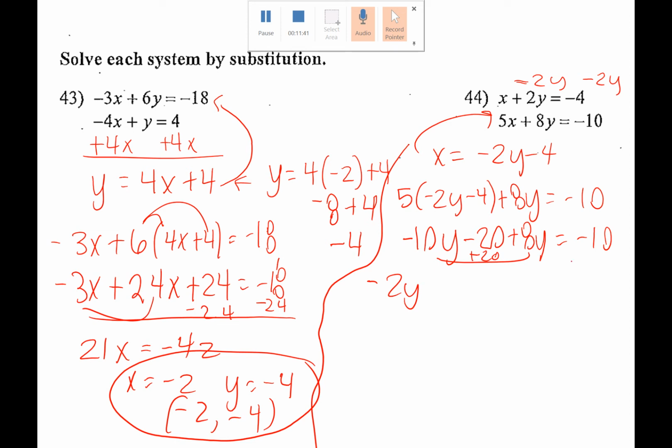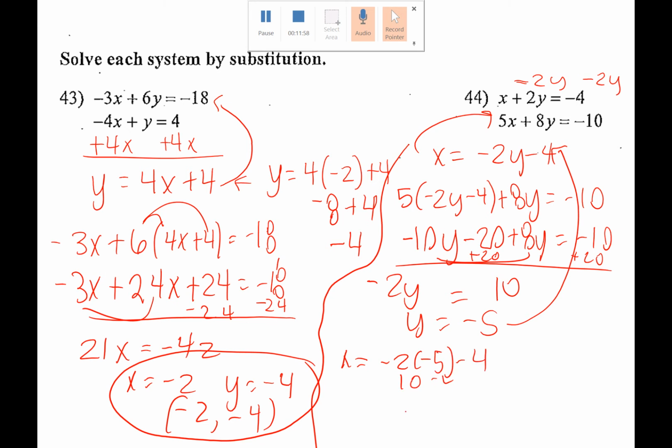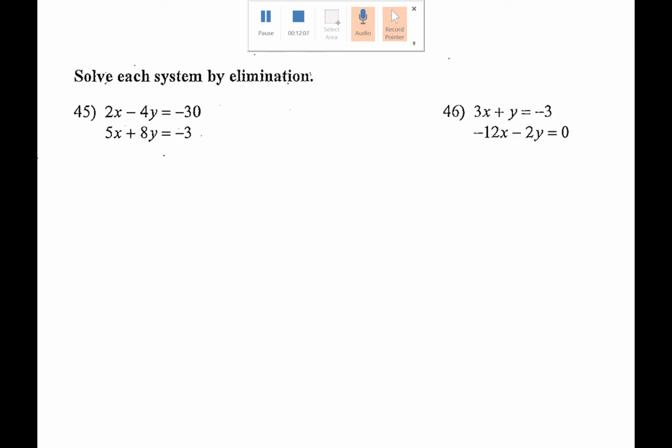And I plug that negative 5 into this one right here that I already solved for x. So x is equal to negative 2 times negative 5 minus 4. So that's 10 minus 4, which is equal to 6. So my answer would be 6 comma negative 5. My x is 6, my y is negative 5.